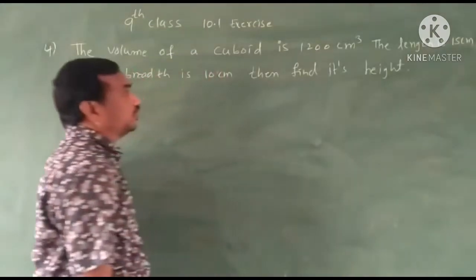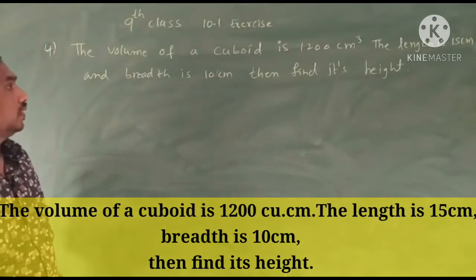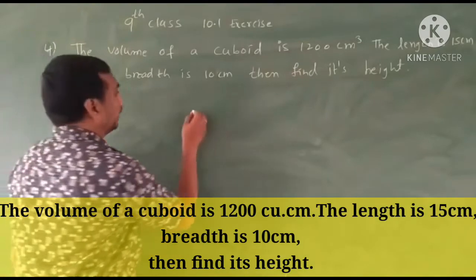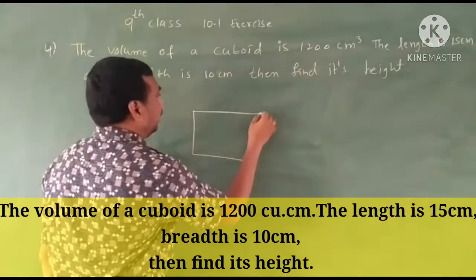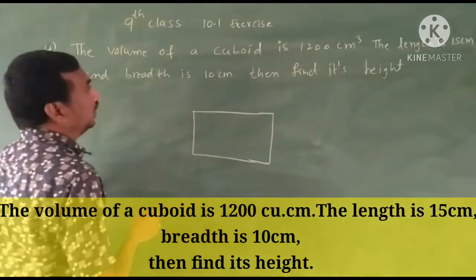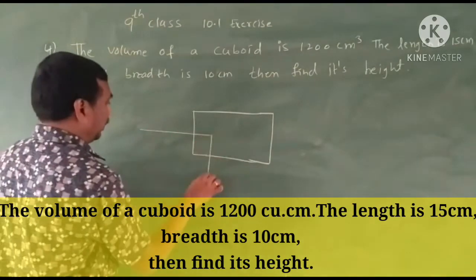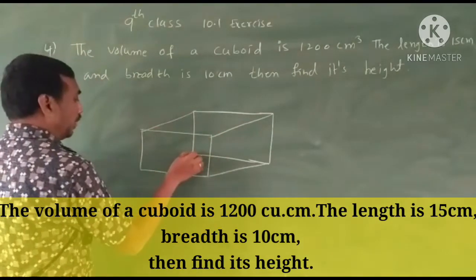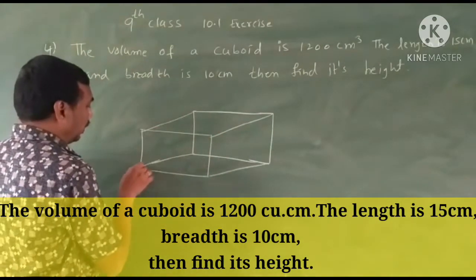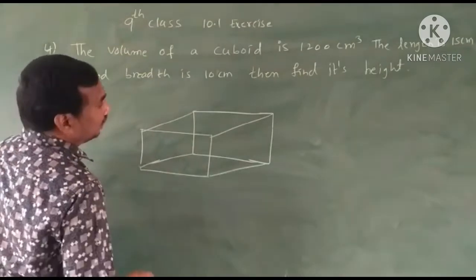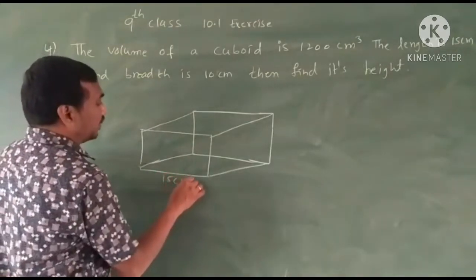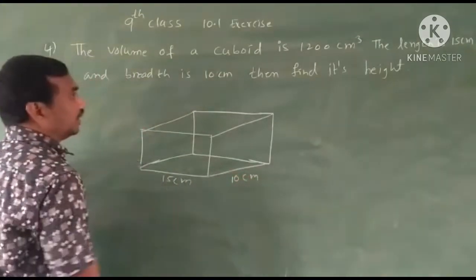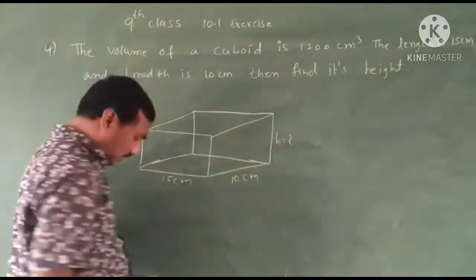Okay. A cuboid of volume 1200 centimeter cube. The length is 15 centimeters and breadth is 10 centimeters. Then find its height. Given that there is a cuboid with the volume, how much volume? It is given 1200 centimeter cube. Now, given that length is 15 centimeters and breadth is 10 centimeters, then what is the height? We need to find out the height.